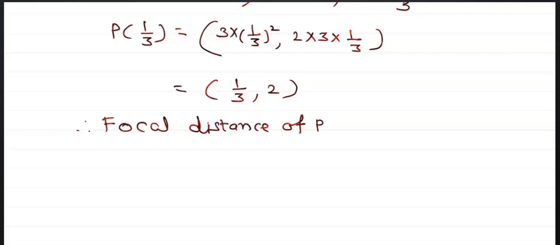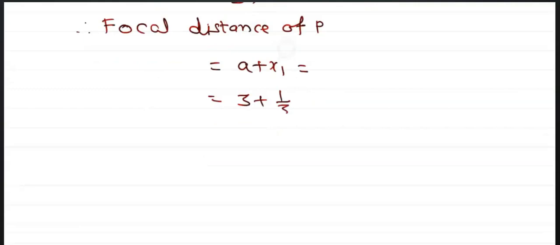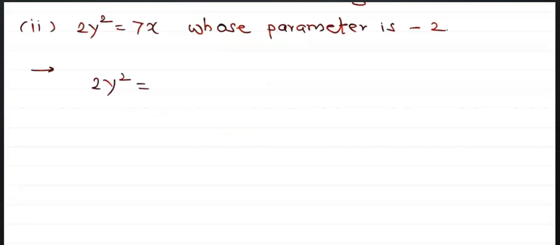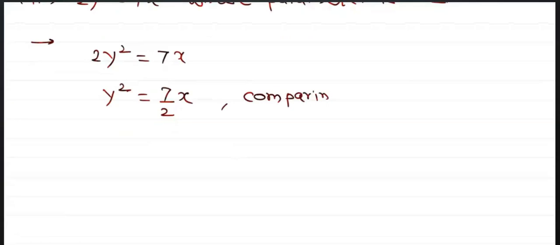It is 3 plus... that is 10 upon 3. Now next, the focal distance of point P is 10 upon 3. 2y square is equals to 7x. Therefore, y square is equals to 7 upon 2 x. Comparing with y square is equals to 4ax.